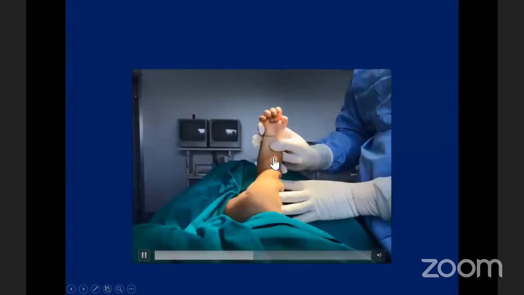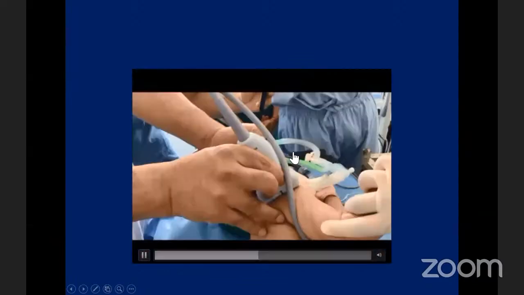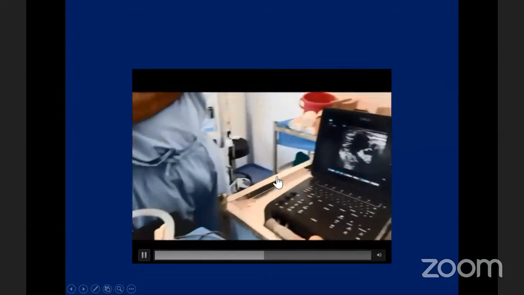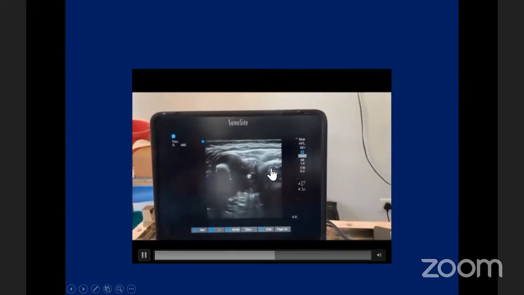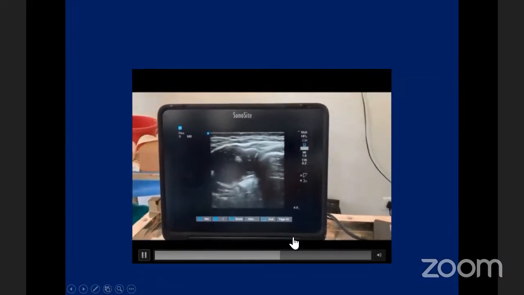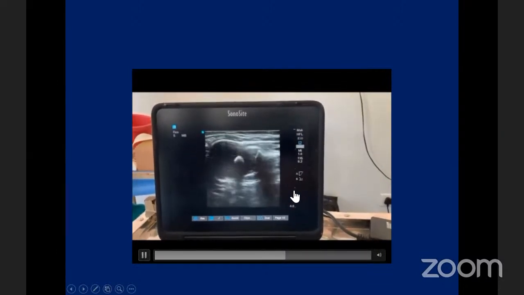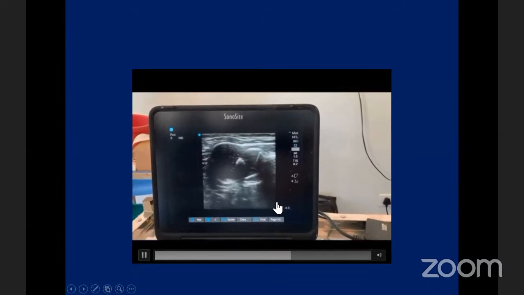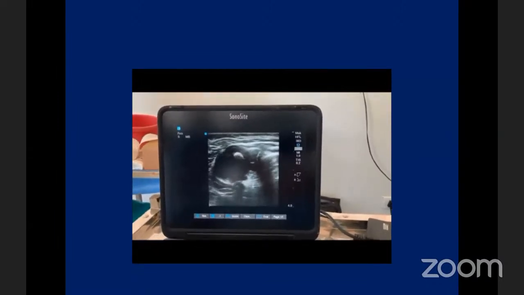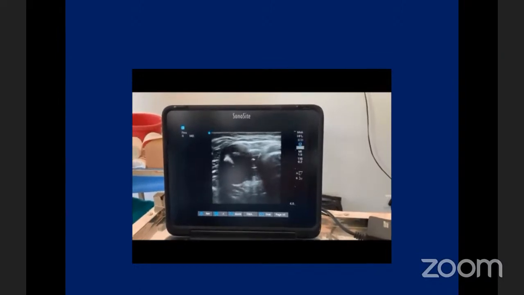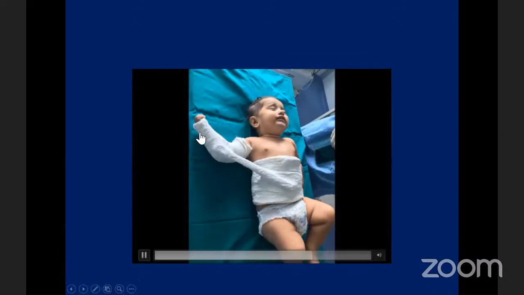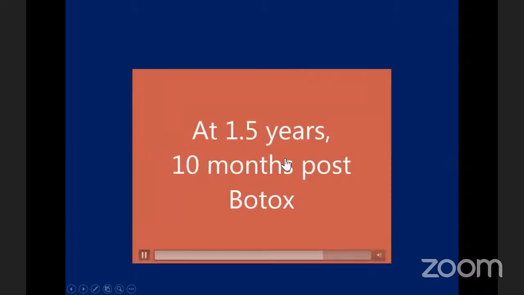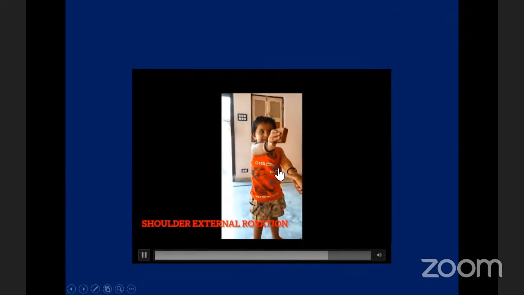This is the pre-injection and post-injection external rotation. We can see post-injection external rotation increased to around 80 to 90 degrees. We also checked reduction of the glenohumeral joint on the USG. And post-injection spica was given in external rotation and abduction. And we can see the results 10 months post-injection.